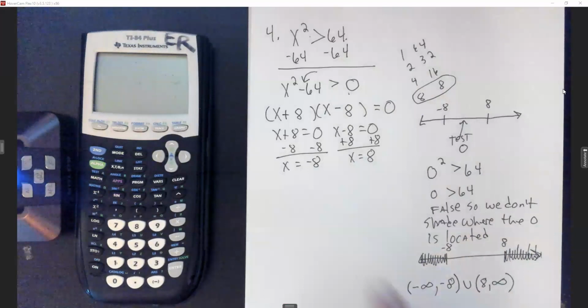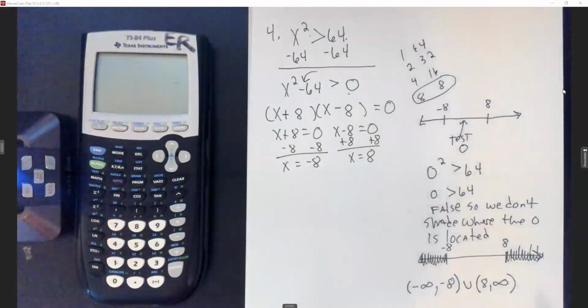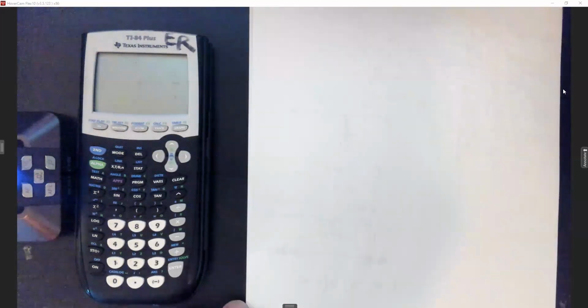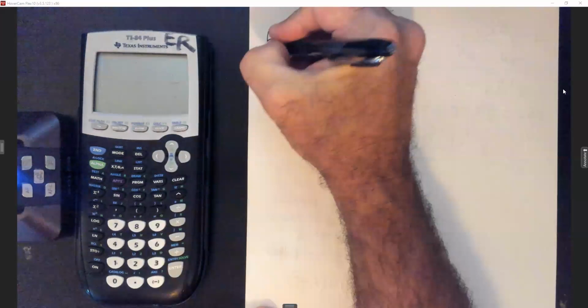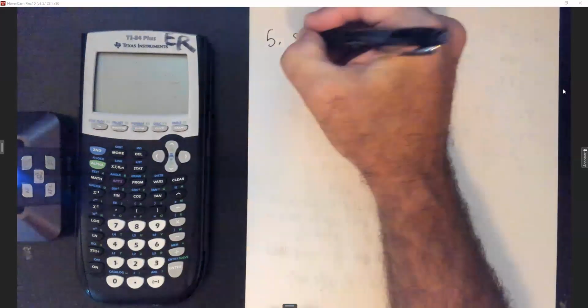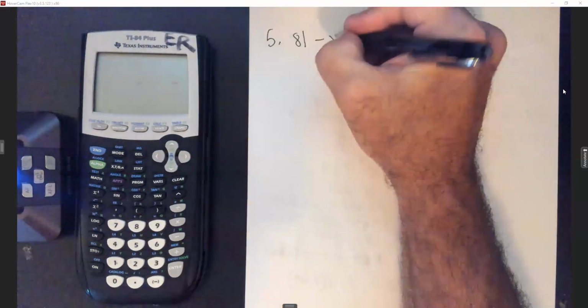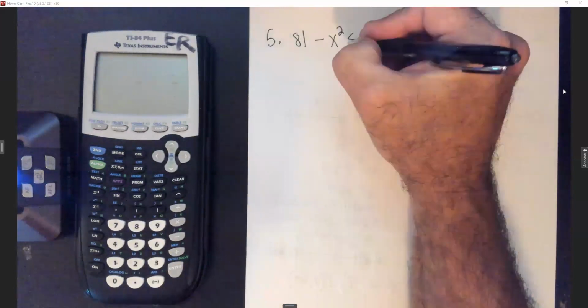Now, y'all, if you're weak on factoring, hit them on that quad and knock them out that way, okay? All right, let me see. There's only 7 of these, and we're on what, the 5th one now? So 5, I got 81 minus x squared is less than or equal to 0.